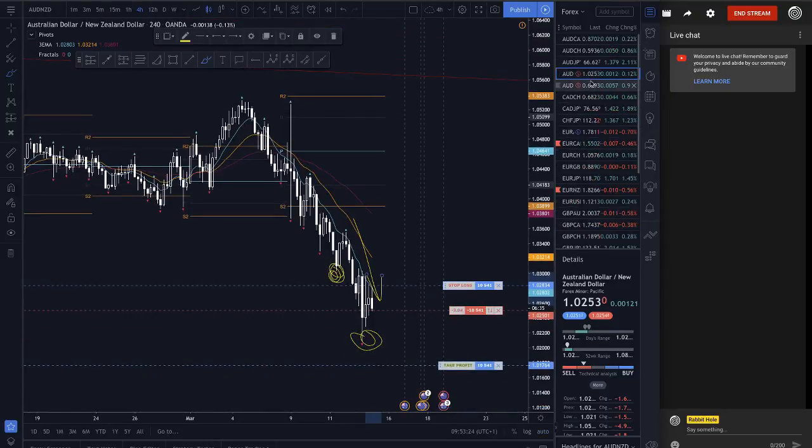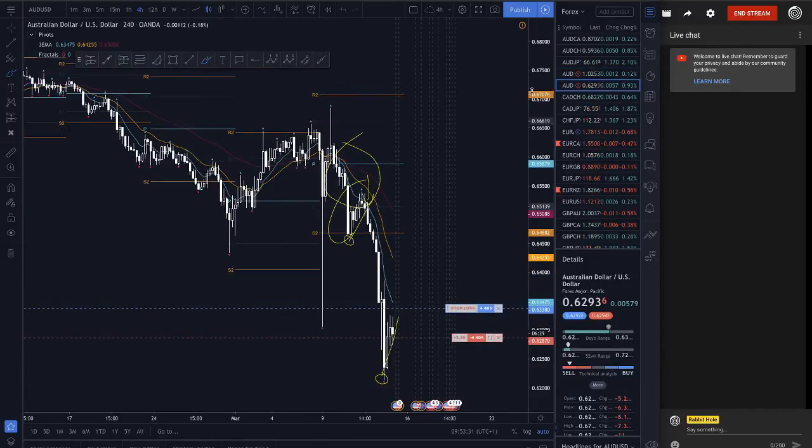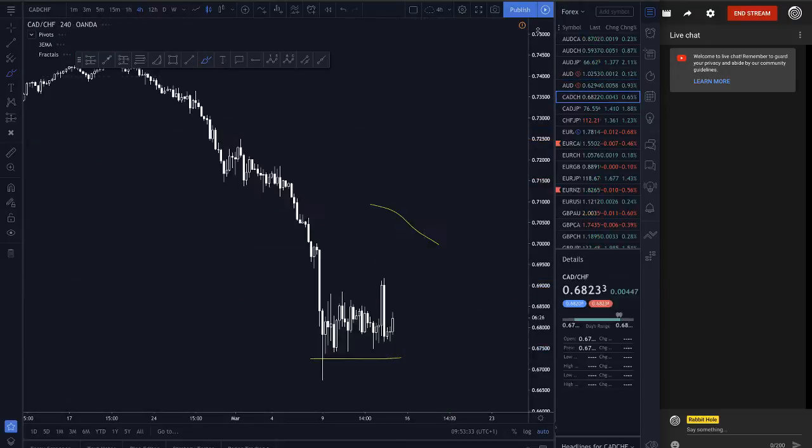Okay, we left at Aussie New Zealand. We are in this trade. We are already shorting it. It is the same bad trade.